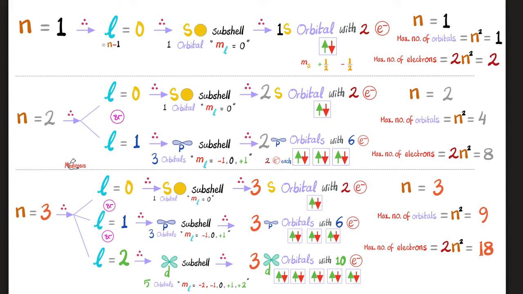What are the 4 quantum numbers again? Here's the principal quantum number. Here is the angular momentum quantum number. Here is the magnetic quantum number. And the spin quantum number.